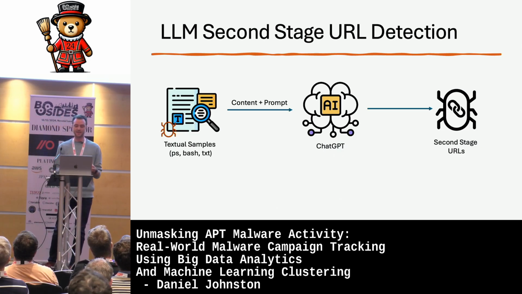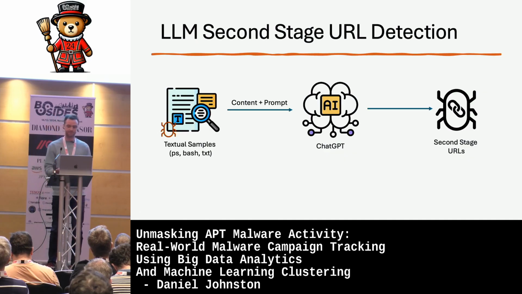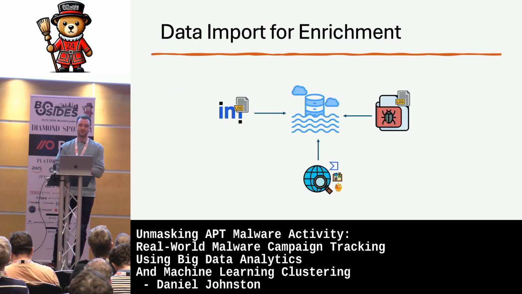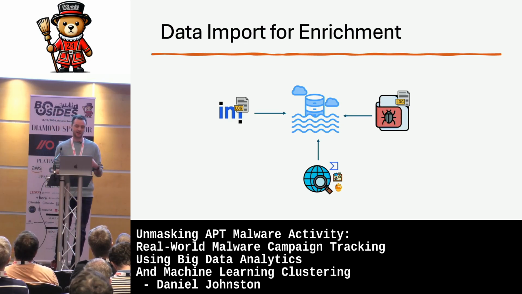Essentially, we send the content of a textual sample along with a prompt to an LLM, and this is generally pretty successful at reassembling the second stage URLs, and then we can take those and send them to the downloader.